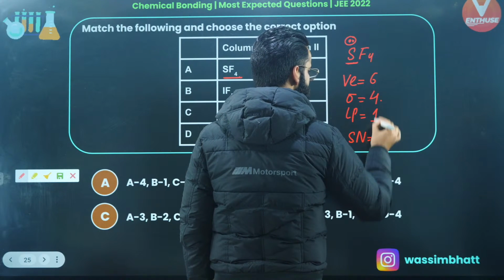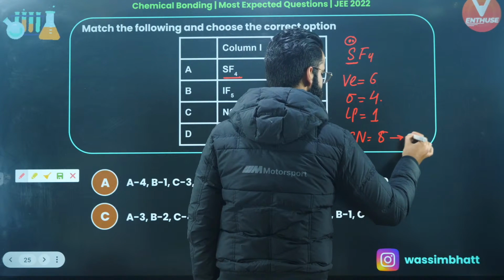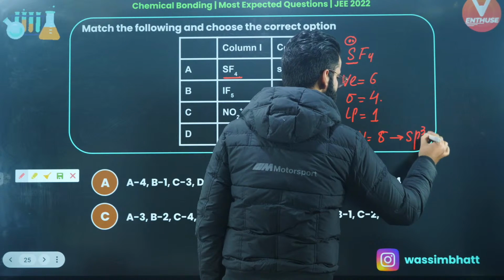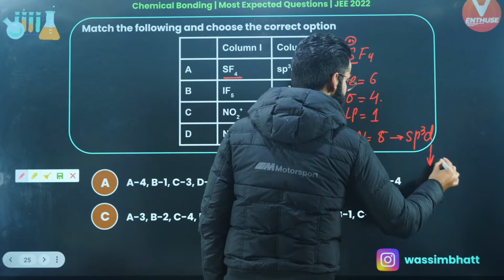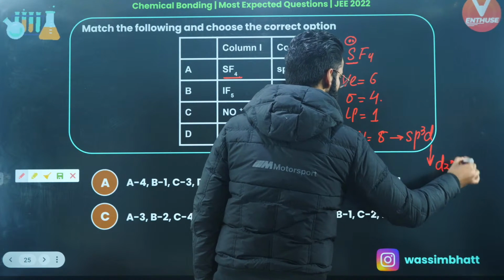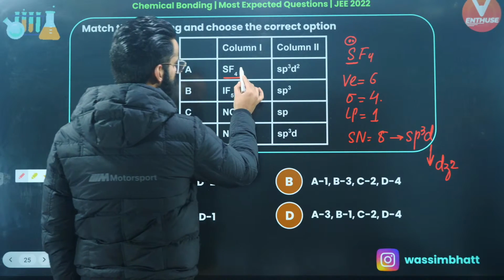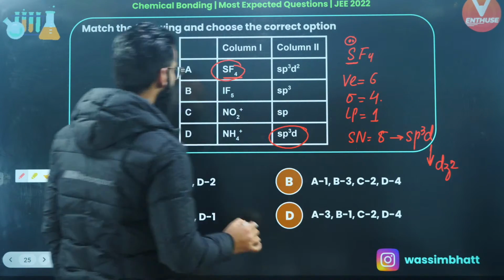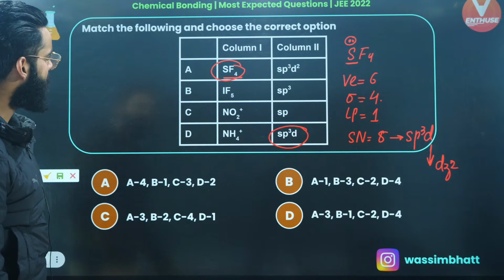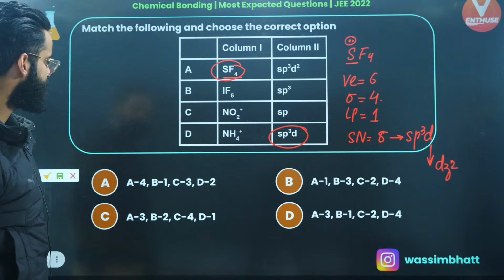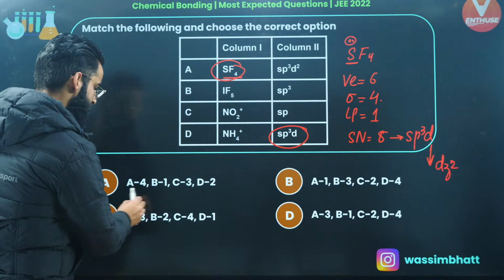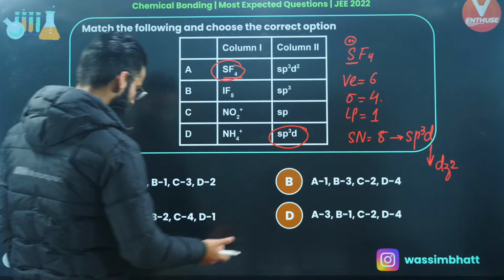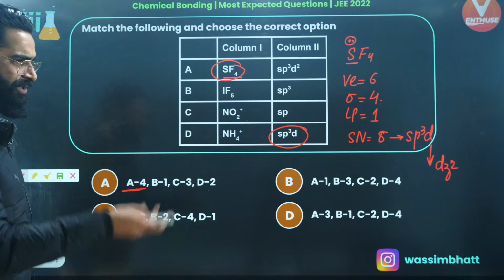Steric number comes out to be 4 plus 1, that's 5. If steric number is 5, hybridization comes out to be sp3d. And which d orbital is involved in the hybridization? It's dz square. I hope you know it. So SF4 is sp3d. A, you are going to join with what? SF4, you are going to join with sp3d. A, you are joining with 4. And there is only one option which says join A with 4. So option A is the one which is correct.